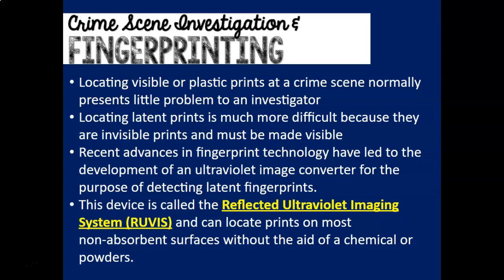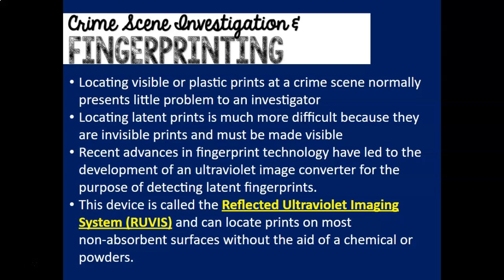So if you're locating visible or plastic prints at a crime scene, it's a little problematic, but it's much easier to locate those prints versus locating latent prints, because they're invisible, right? It's much harder to see something that's invisible than it is to find a bloody fingerprint on a door handle or something, right?